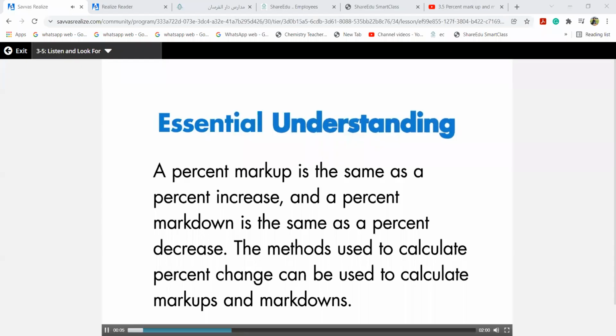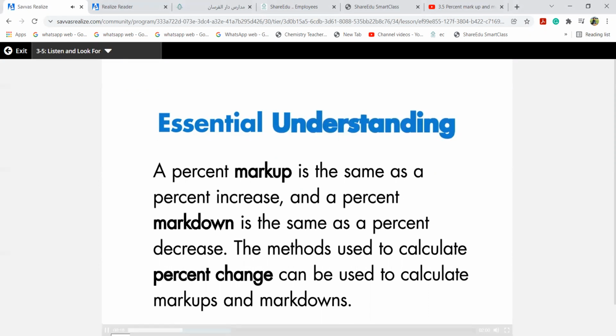So grade 7 girls, we will start with lesson 3.5, solve markup and markdown problems. Before we begin the lesson, just see a small video where you get an idea about what we are going to do in this lesson. A percent markup is the same as a percent increase, and a percent markdown is the same as a percent decrease. The methods used to calculate percent change can be used to calculate markups and markdowns.